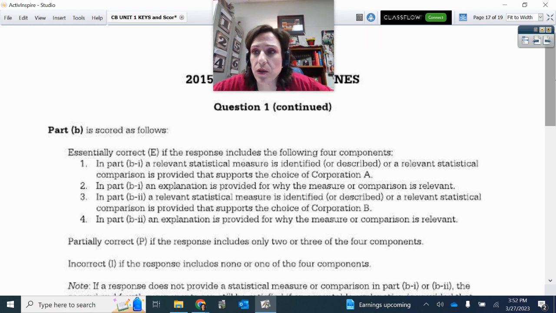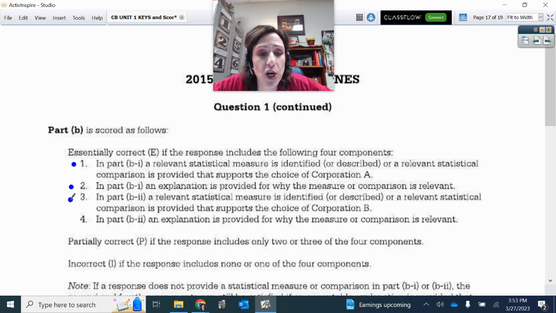So here is your way that you get credit. Essentially correct if you give a relevant statistical measure or a relevant statistical comparison. So this is something like outliers, percentages of people within that salary range, something mathematical about that box plot shape, the size of the spread of it, the variability of the salaries, more at a higher level, that kind of statistical measure identification, and that it's providing why that comparison is relevant with the salaries.